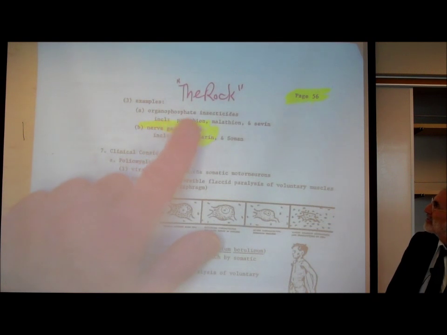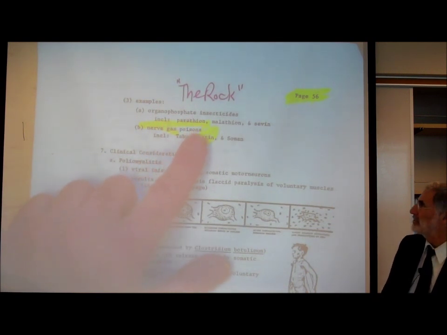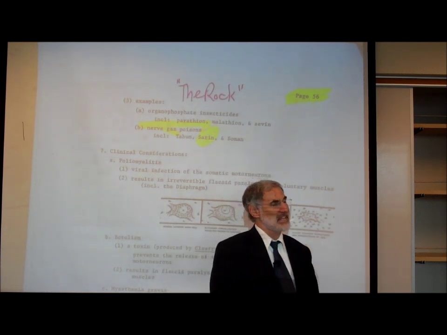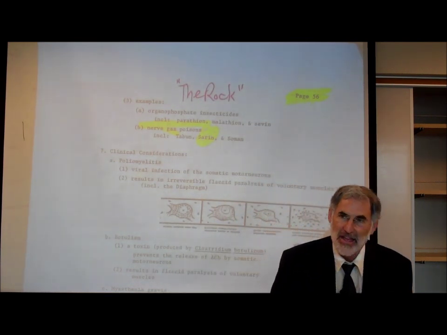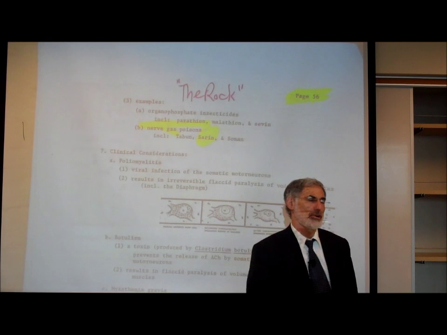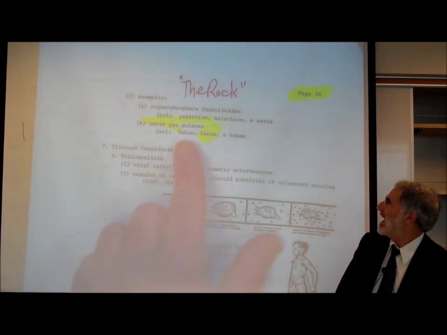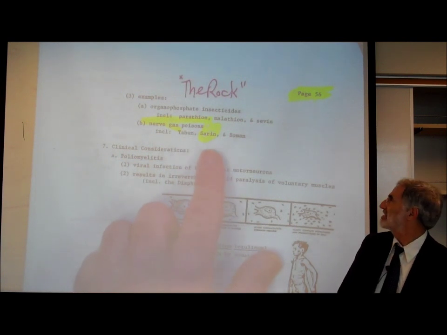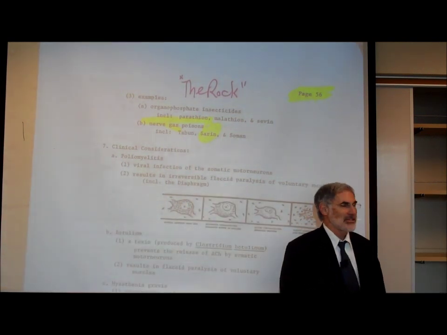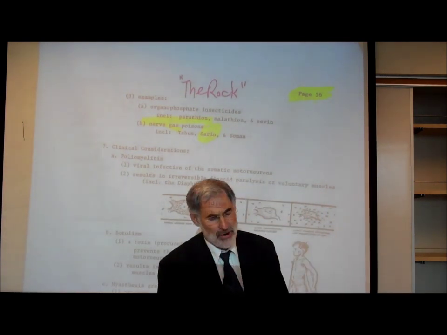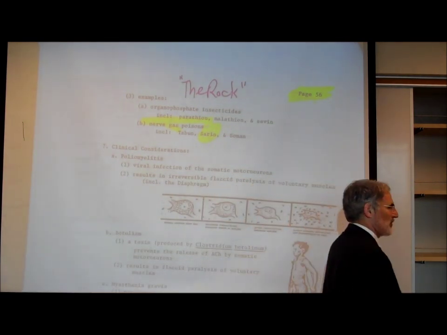Now, these insecticides are commonly used. In fact, however, before they ever developed these insecticides to kill insects, they actually developed acetylcholinesterase inhibitors to kill people. They are called nerve gas poisons. The most famous of these is sarin nerve gas. So I'll give you three examples of sarin nerve gas. Two of them are real, one is fictional.